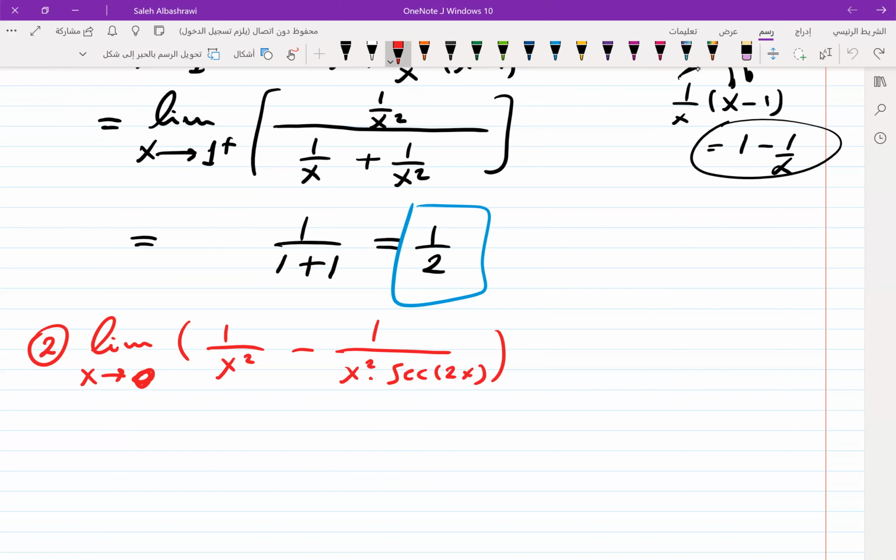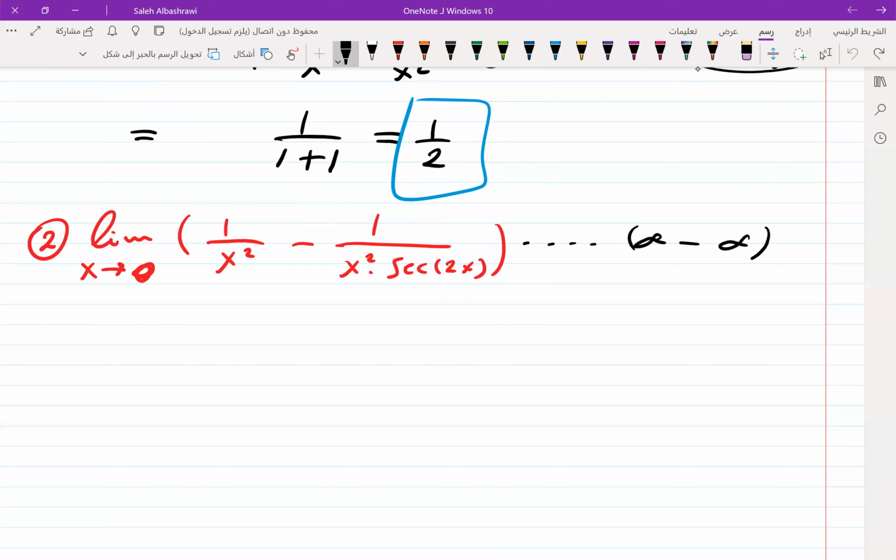Now you can see the first one, 1 over 0, is equal to infinity, and the second one is also infinity. So I will have infinity minus infinity, and we need to apply L'Hopital's rule, which means I have to write it as a rational function, a fraction: numerator divided by denominator. So I'm going to combine the two parts.